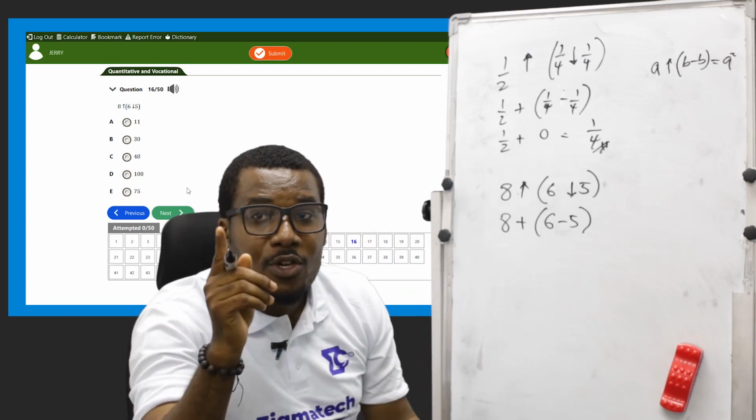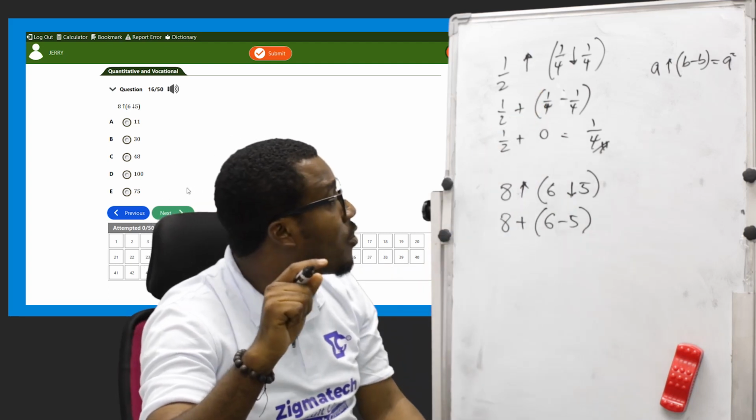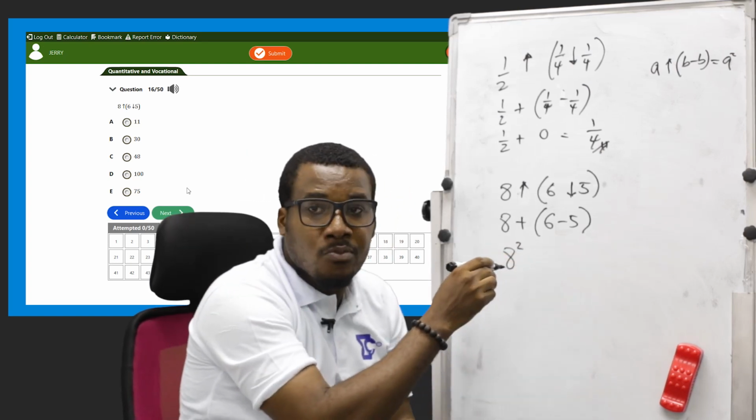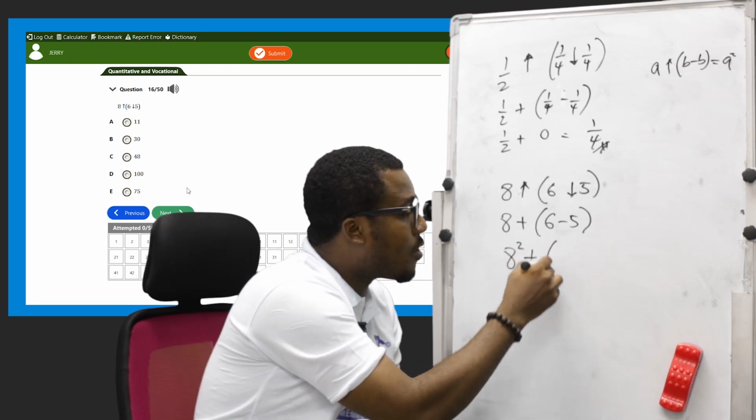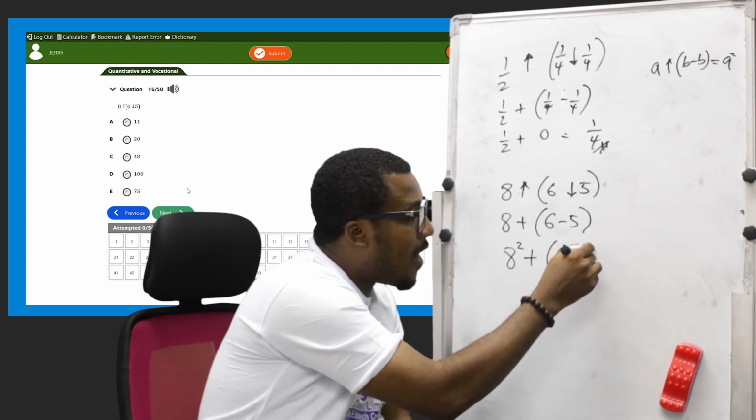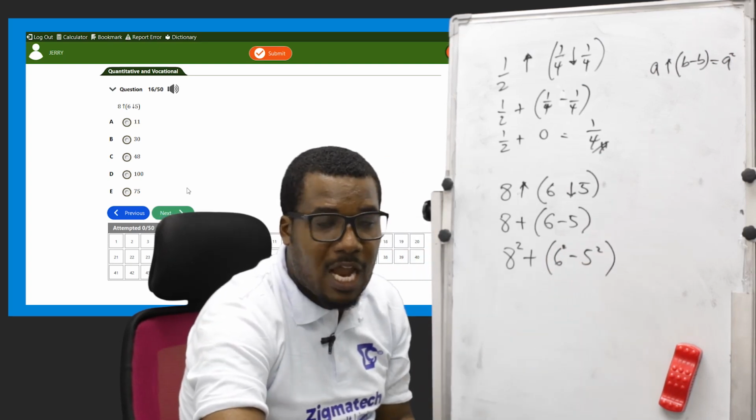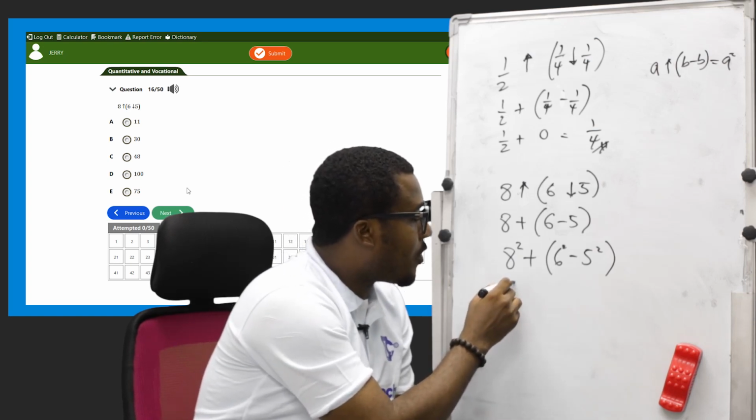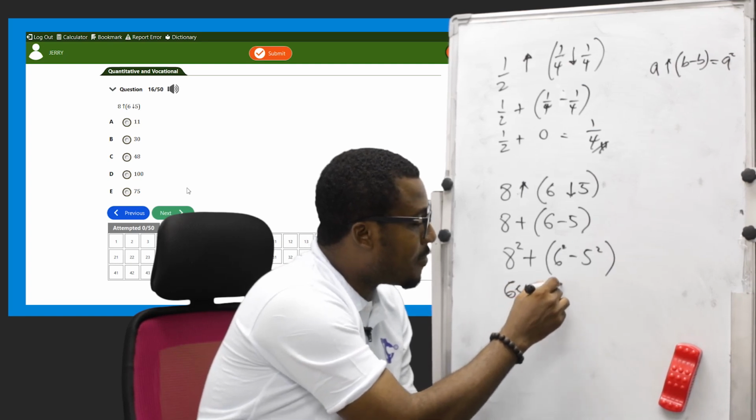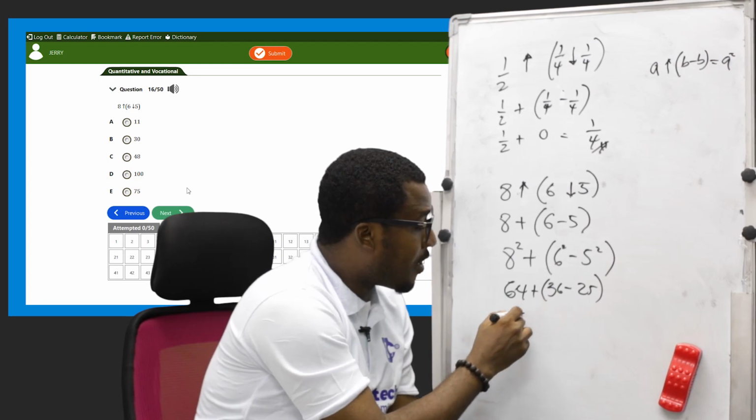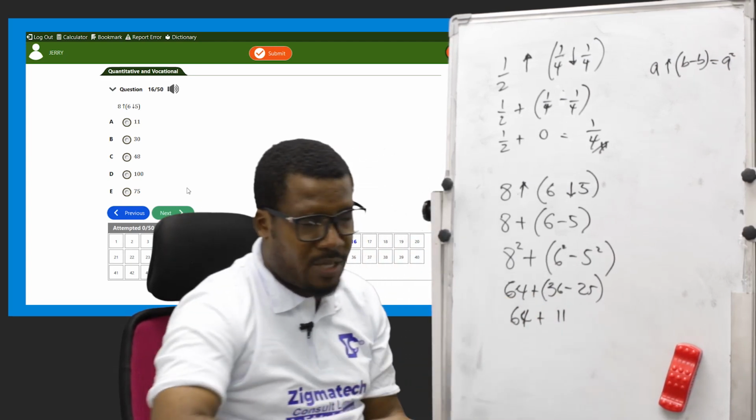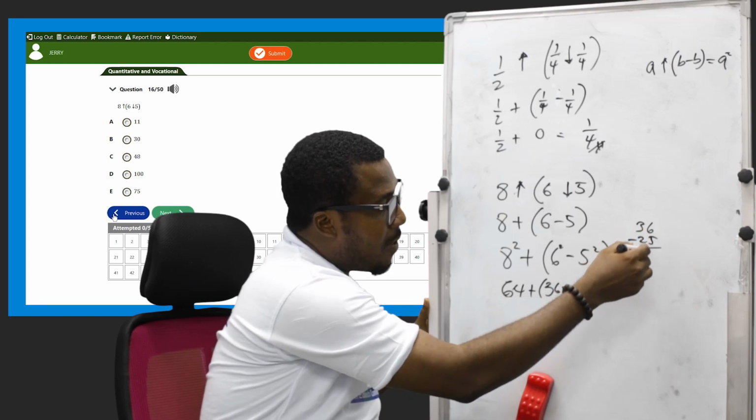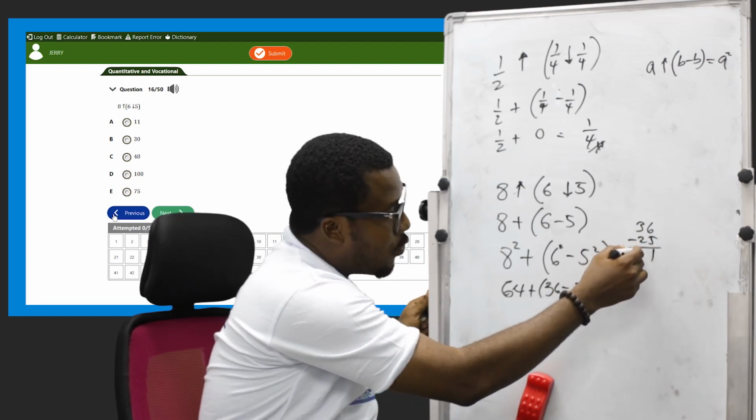But of course, we know, by the way, everybody inside here is actually squared. We know that the square root will play a part. So 8 will become 8 squared. Pay attention carefully. Plus 6 will become 6 squared minus 5 squared, bracket close. Everybody in the bracket is being squared. It becomes 64 plus 36 minus 25. And then it becomes 64 plus 11. 36 minus 25 will give us 11, which means 36 minus 25. 6 minus 5, we get 1. 3 minus 2, we have 1.